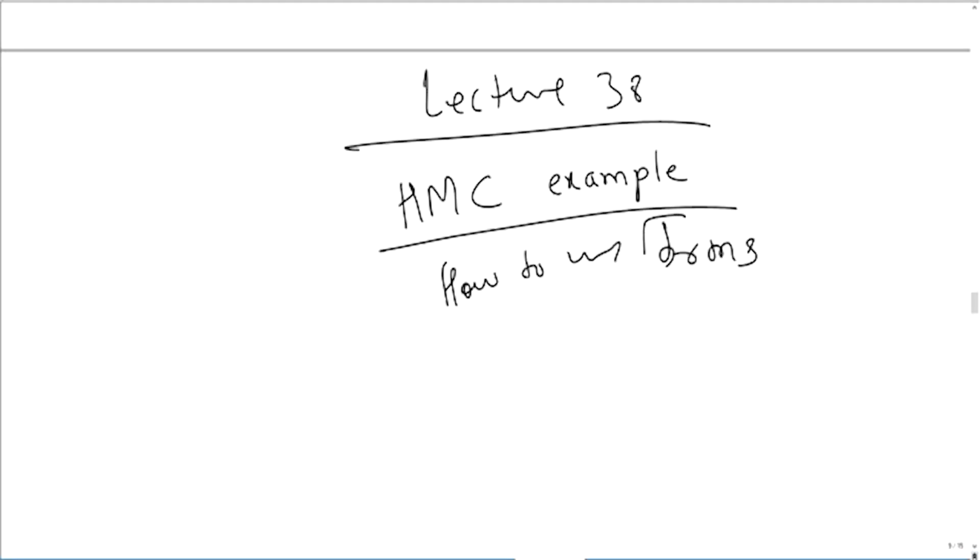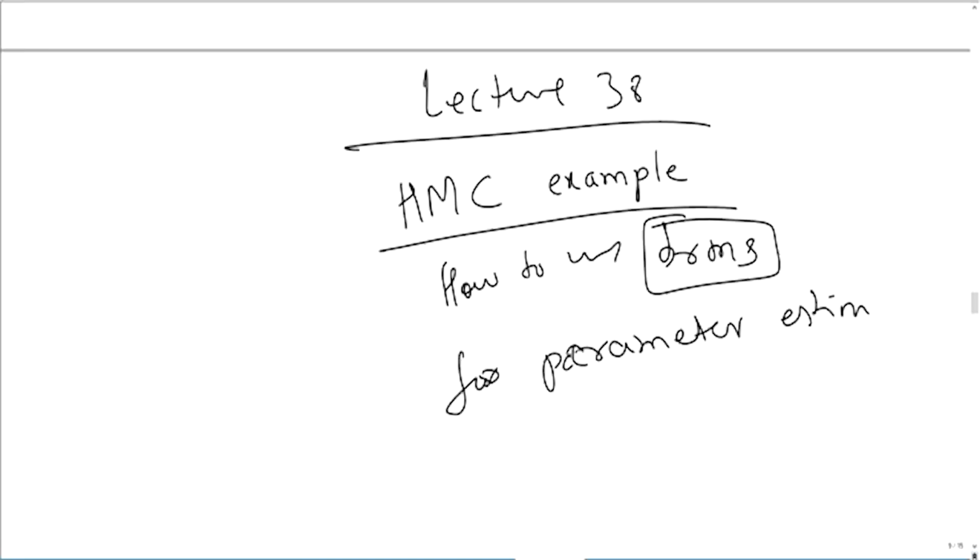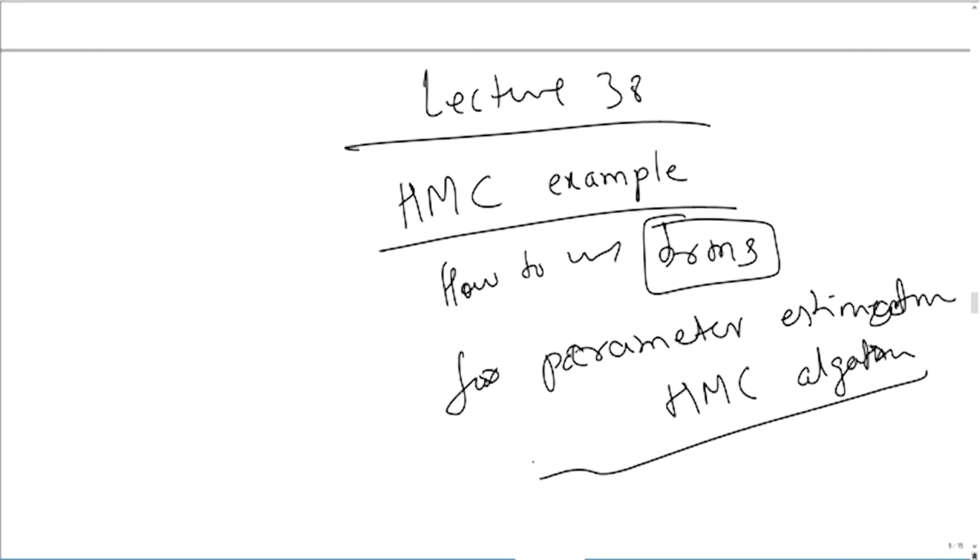the BRMS library for estimating posterior distributions, or basically for parameter estimation using the HMC sampler, using the HMC algorithm, because this BRMS library uses an HMC sampler in the background. So the algorithm it implements for computing the posterior is the HMC algorithm. But first we will continue with the example that we were taking in the last lecture.